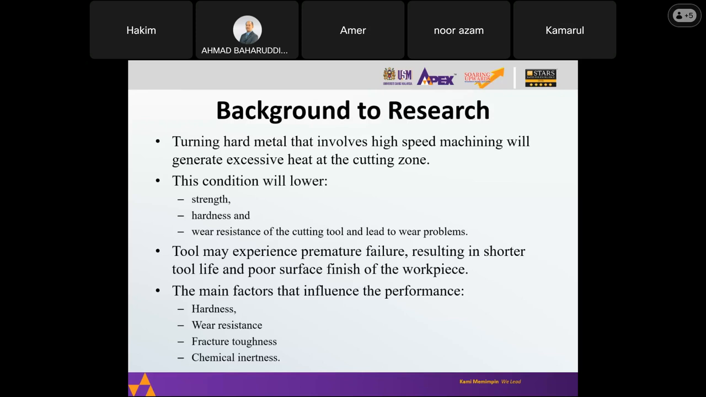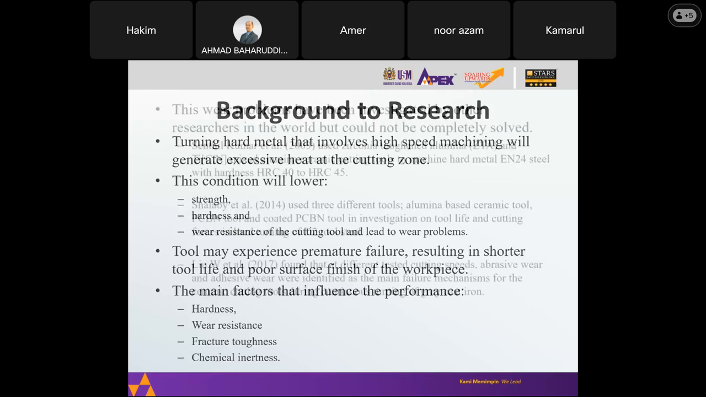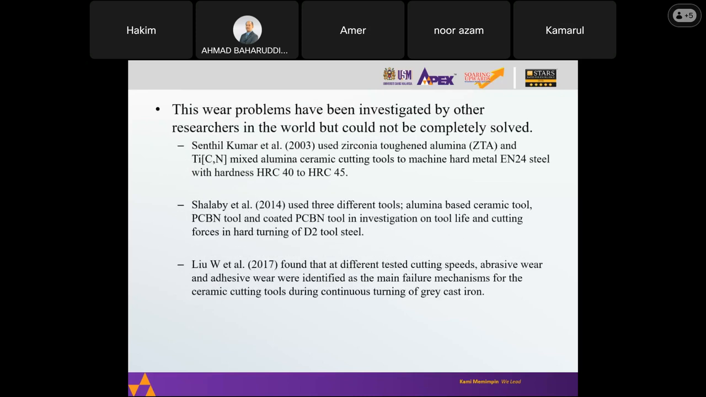So the main factors that influence the performance usually come down to the hardness of the cutting tool, wear resistance, fracture toughness, and chemical inertness. Okay, these four usually influence the performance of the cutting tool. So this wear problem has been investigated by other researchers in the world, but it could not be completely solved. So I show to you all yesterday, yeah.